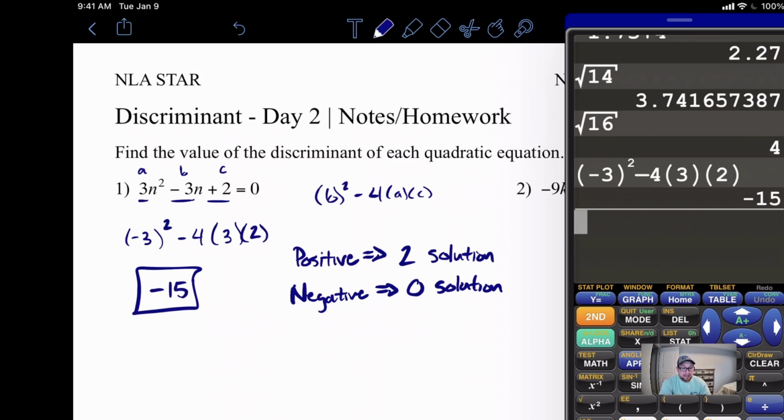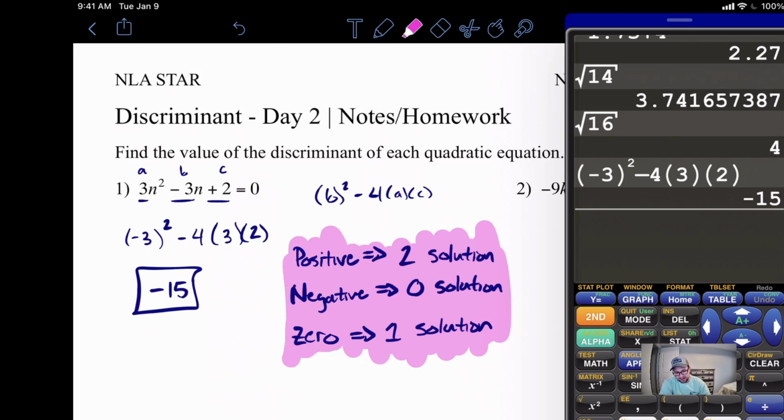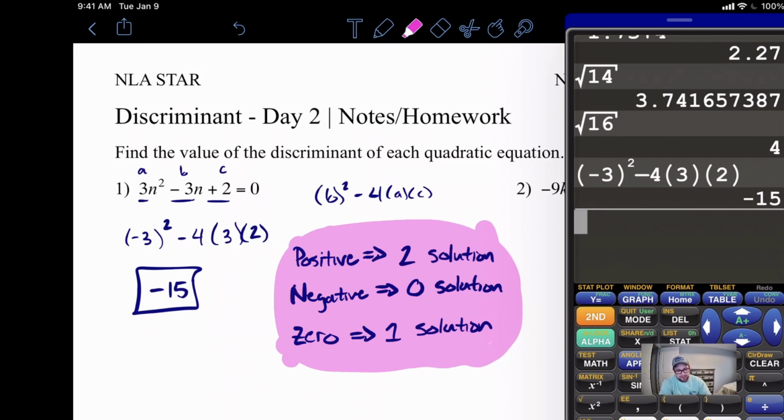And last but not least, if our discriminant is equal to 0, that's like the special situation, then we are going to have 1 solution. So if you haven't already, pause the video, go back and write this part down, because this is really important, and that's kind of the crux of the new stuff that we are talking about in class. So in this situation, the discriminant value that we found was negative, so that means that we are going to have 0 solutions for this problem.